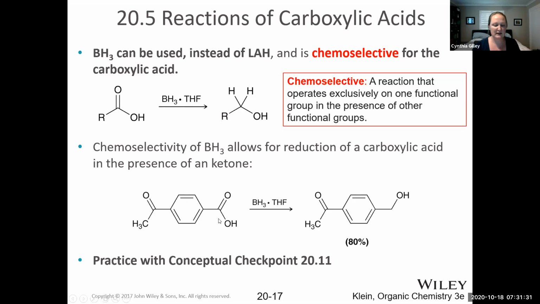So if we were to treat this with any other reducing agent, such as sodium borohydride or lithium aluminum hydride, the ketone would be reduced, right? And it gets reduced typically faster than carboxylic acids because of its enhanced electrophilicity. The reason why borane is able to be chemoselective is that the boron actually needs to coordinate to both oxygen atoms of the carboxylic acid to then deliver its hydride and reduce the carbon. Because the ketone only has one oxygen, the important coordination is not possible and ketones are not reduced.